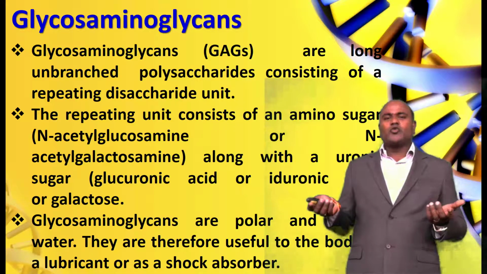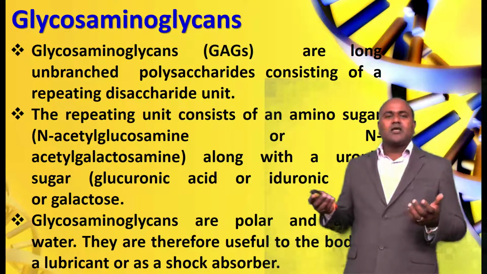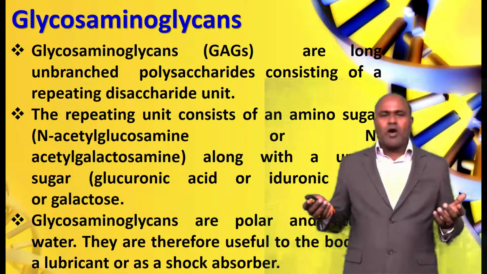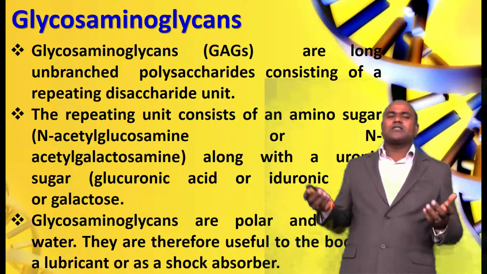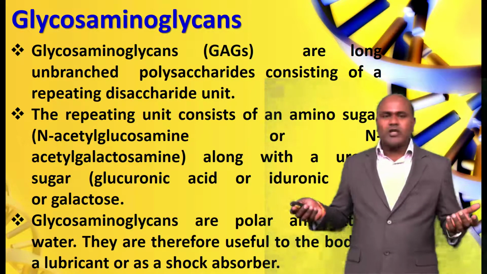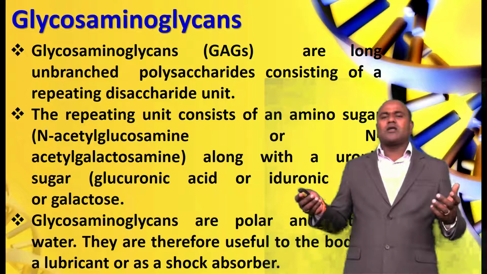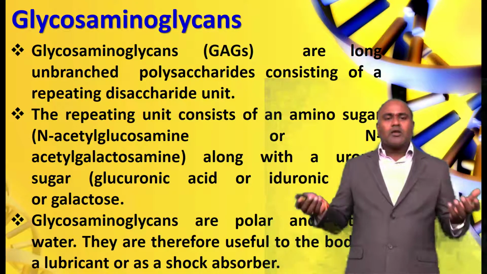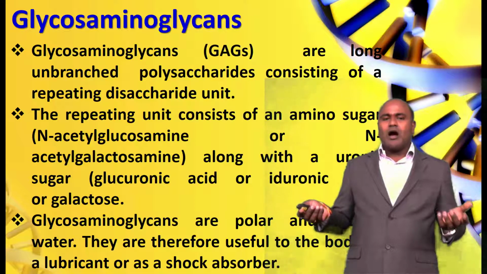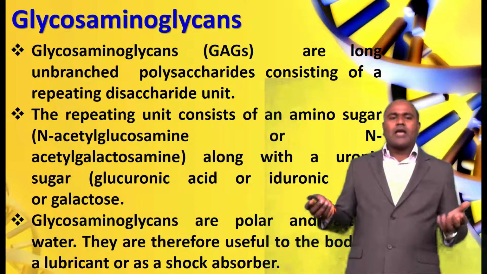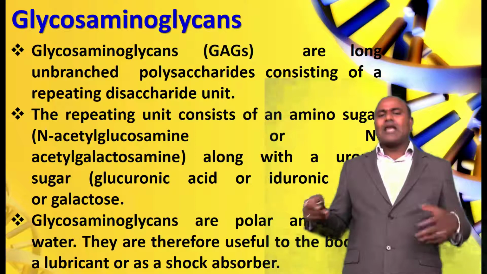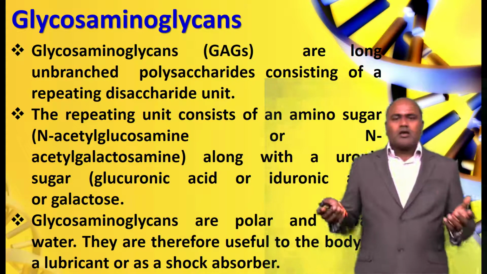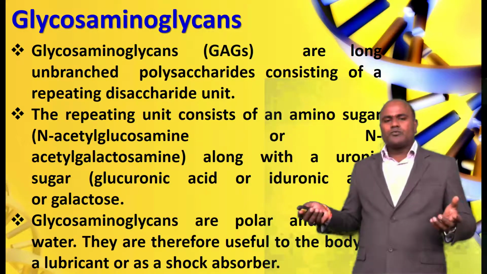Glycosaminoglycans, usually called GAGs for short, are long unbranched polysaccharides consisting of repeating disaccharide units. The repeating unit consists of an amino sugar, N-acetylglucosamine or N-acetylgalactosamine, along with a uronic sugar or galactose.